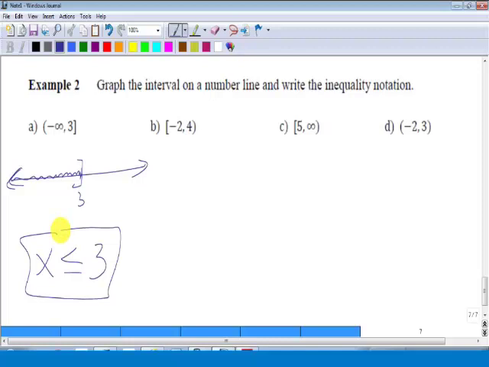Negative 2 to 4. Well, that's an easier one because the way the interval notation is written, negative 2 goes on the left and 4 goes on the right. And it's just a matter of indicating the bracket there and the parenthesis there.